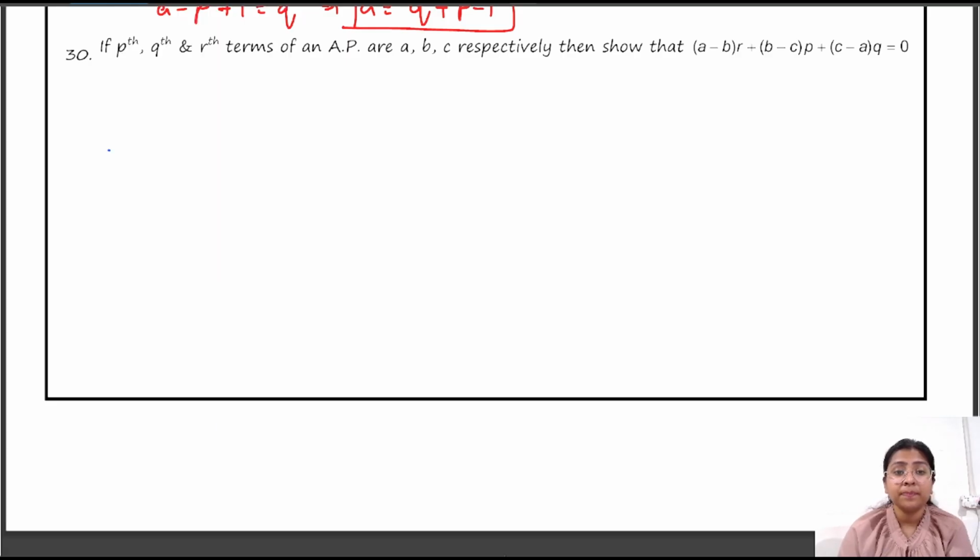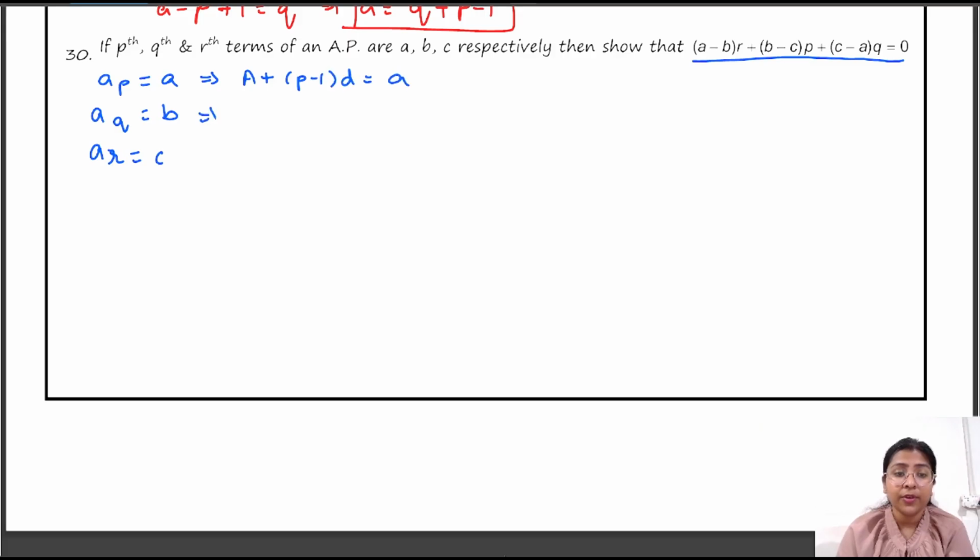The pth, qth and rth terms of an AP are a, b and c. Okay, ap is equal to a, aq is equal to b, ar is equal to c according to the question, and we need to show this statement. From this you can write a plus (p minus 1) into d is equal to a. From here you can write a plus (q minus 1) into d is equal to b. From this you can write a plus (r minus 1) into d is equal to c.